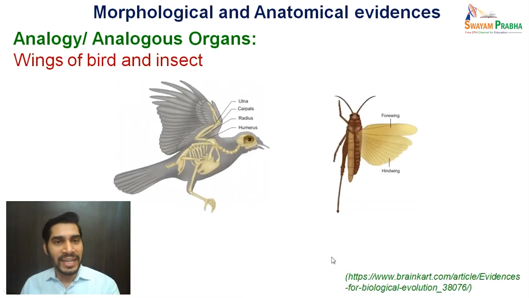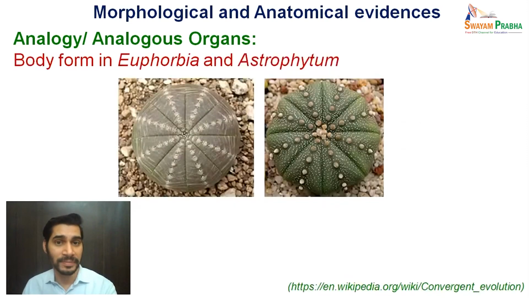Let's try to understand it with different examples. Here a bird wing has been compared with the wing of an insect. Now if you see, the structural pattern is totally different. Here you see the ulna, carpals, radius, humerus, different bones. Here it is simply the forewing and hindwing. So the basic structural pattern is different, but both of them perform the same function, which is flying. So these are analogous organs.